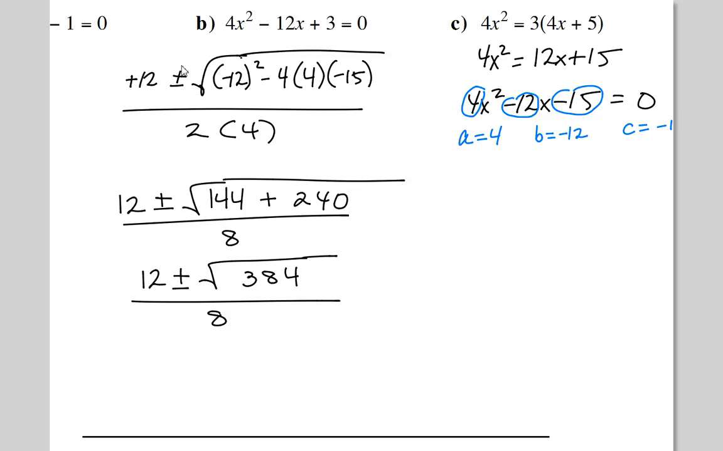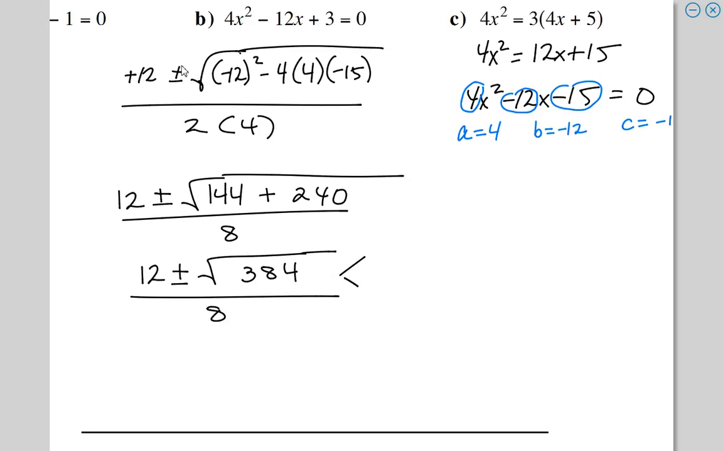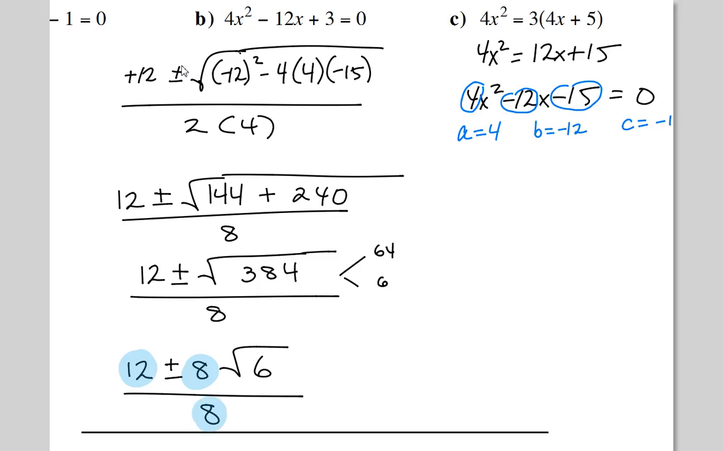This is confusing you, isn't it? 384 is 64 times 6. So that 64 comes out as an 8. Good. All over 8. Now we have to do that game where we do lowest terms on the coefficients only. What does 12 and 8 both divide by? 4. So then you get 3 plus or minus 2 root 6 all over 2.